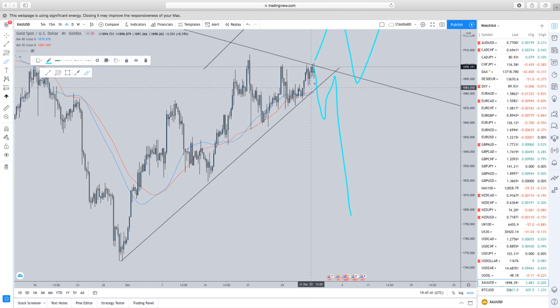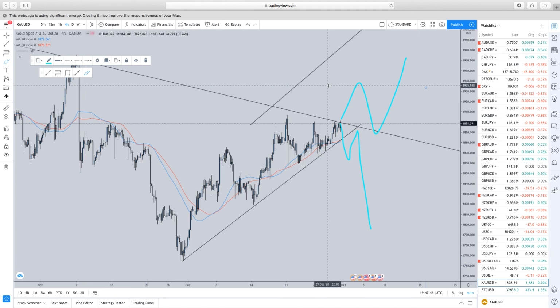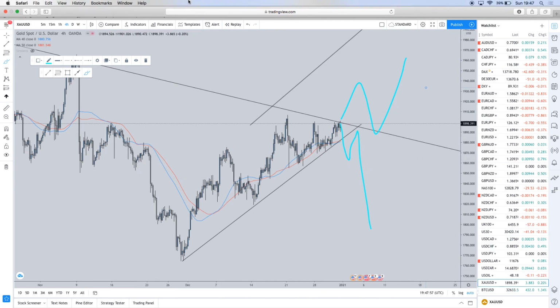Back 2 years ago, I would have sold this, but I'd usually be stopped out just because there are moves here, but there's no confirmation. So if I don't see confirmation for a move, I stay away from it. I'll send this into the group anyway. You can have a look.